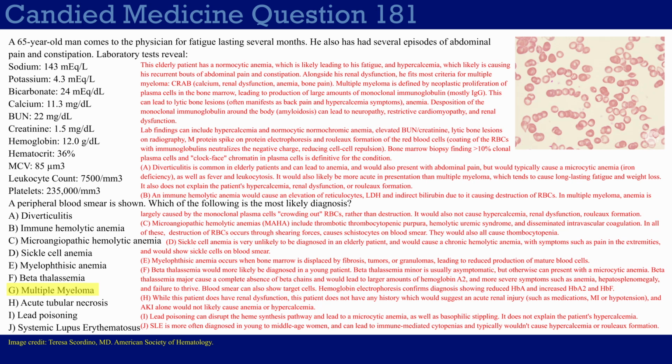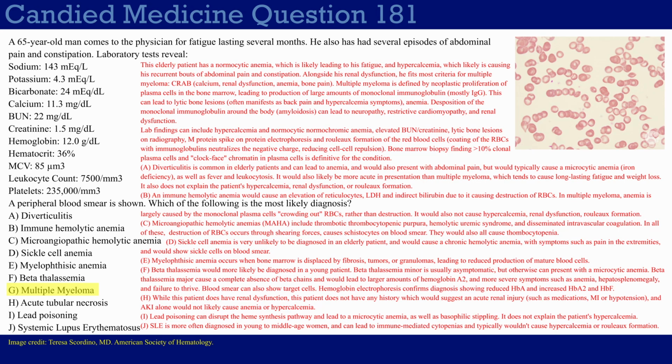Like I said, the anemia in multiple myeloma is largely from the monoclonal plasma cells crowding out your erythropoietic cells. So there's usually no hemolysis going on, so you wouldn't have hemolytic symptoms. Also, immune hemolytic anemia obviously wouldn't explain hypercalcemia, renal dysfunction, rouleaux formation.